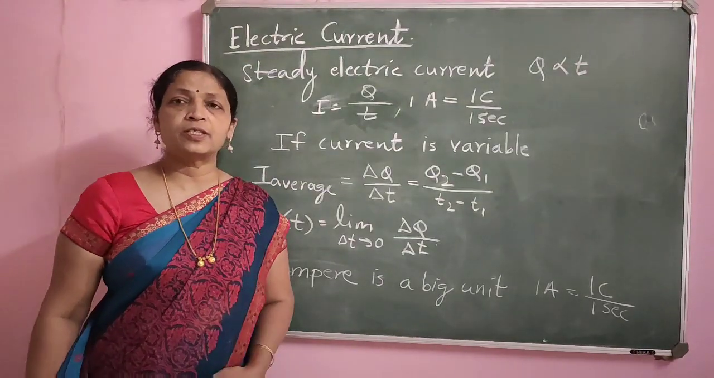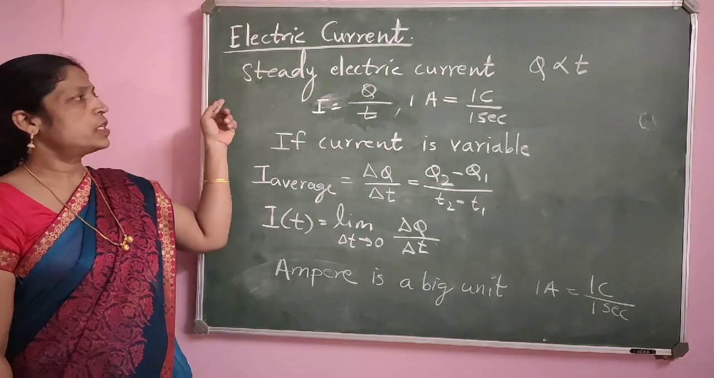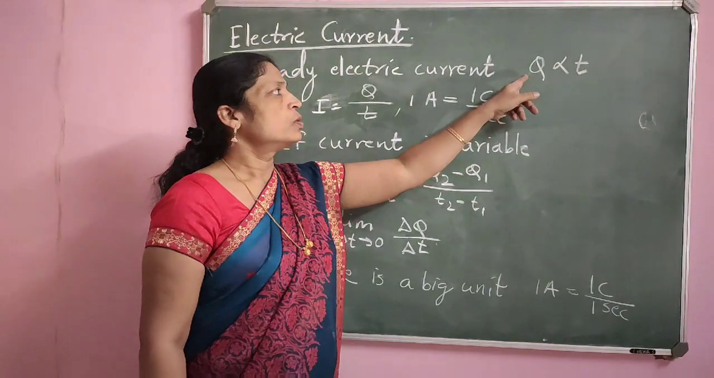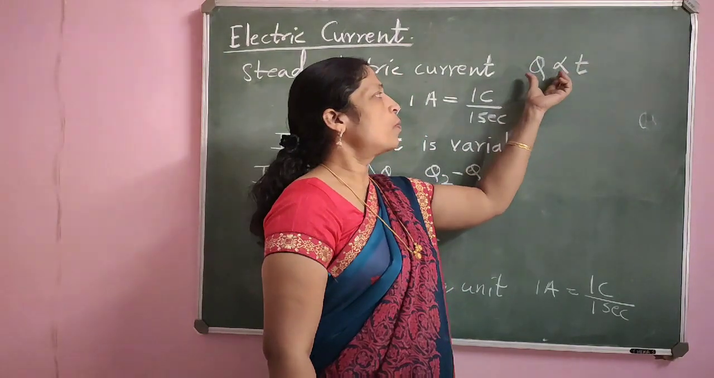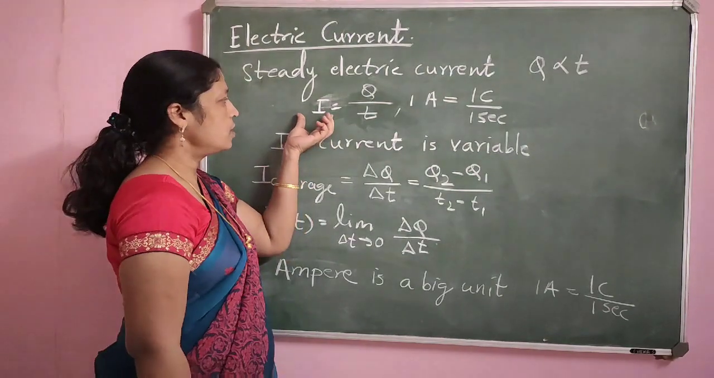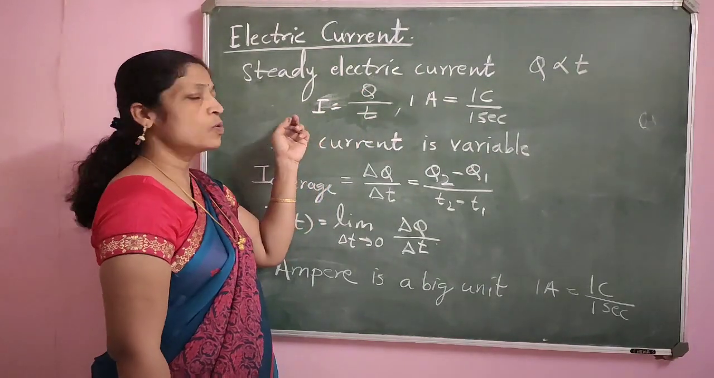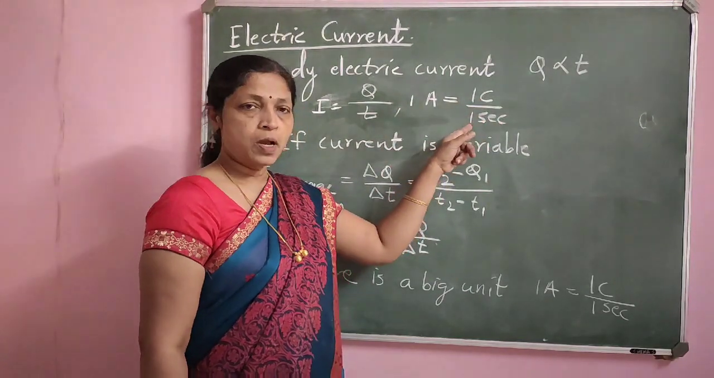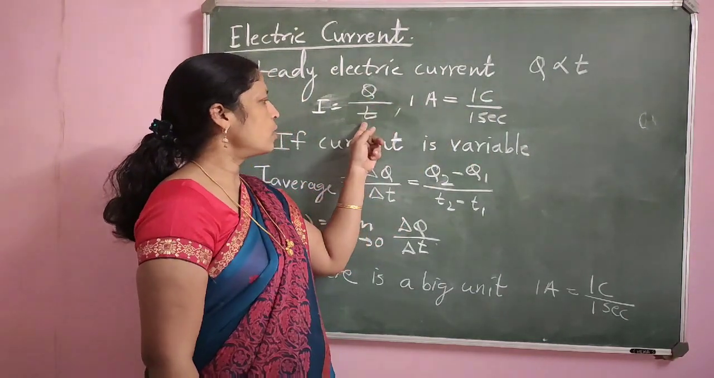Now let us discuss the next term, which is called electric current. As we have seen earlier, a steady electric current means where Q is proportional to T, Q being the charges which are flowing in an interval of time T. What is the definition of current? Charges flowing per unit time is called current. We can write the unit of current as 1 ampere equal to 1 coulomb upon 1 second, as coulomb is a unit of charge and second is a unit of time.